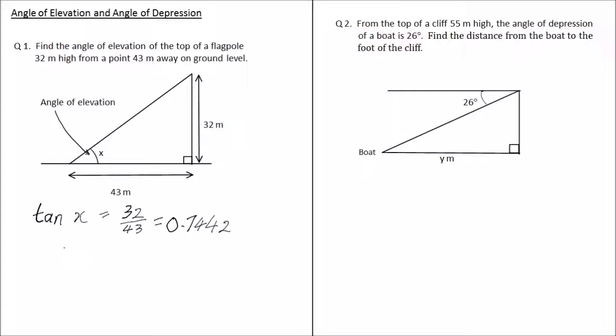Now to get the angle x, we find the inverse tangent of this value. So after you get this value in your calculator, just press the shift key and the tangent key and the equal sign. That will give you the answer 36.65 degrees. This can be rounded up to 36.7 degrees to one decimal place.